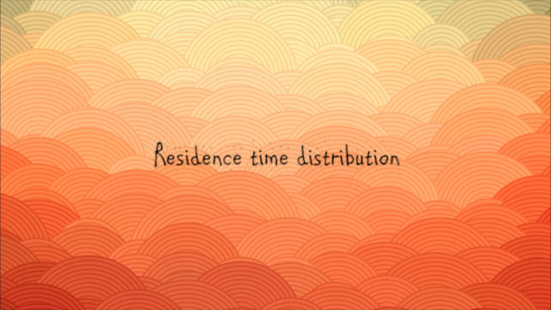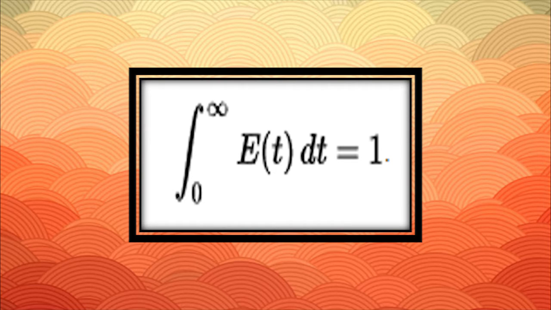Last but not least is the residence time distribution. The distribution of residence time is represented by an exit age distribution denoted by E(t). The function E(t) has units of per time and is defined such that the integral from 0 to infinity of E(t) dt equals 1.